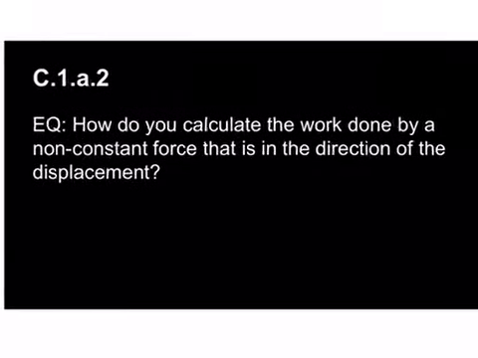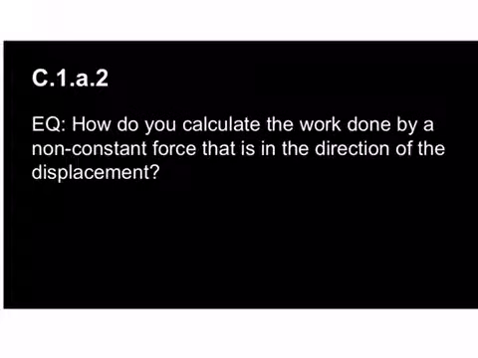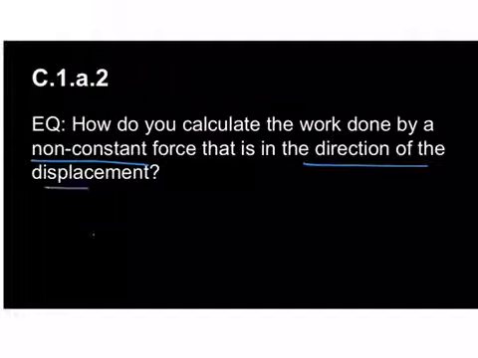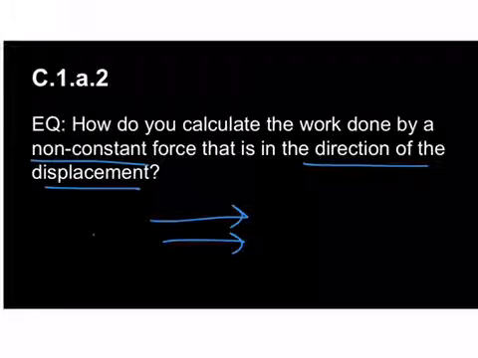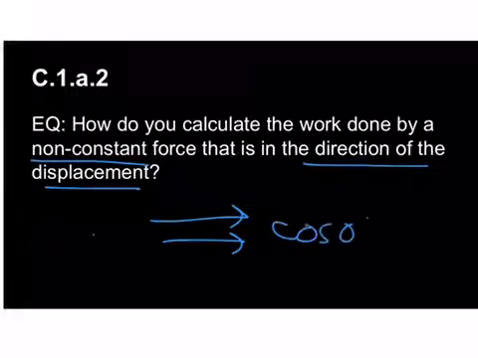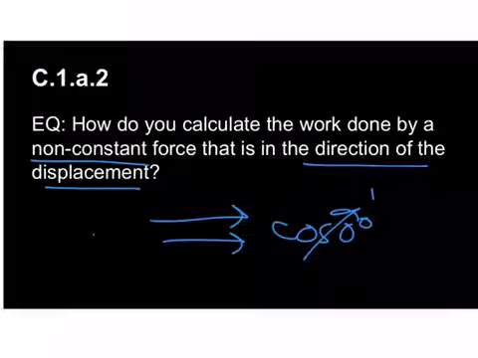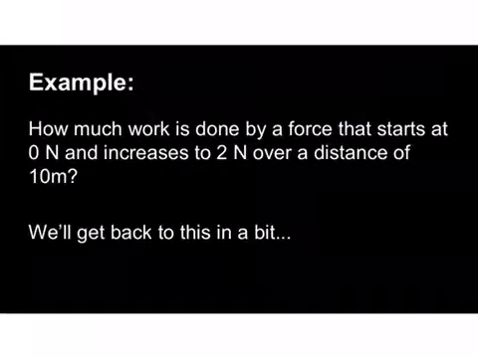So that means that force value is going to vary. That's going to be different values. It's going to either get more or less as time goes on. That's in the direction of the displacement. Well, that's nice, because if the force is in the direction of the displacement, then it's always going to be cosine 0 degrees, which is 1. So we don't have to worry about the angle.